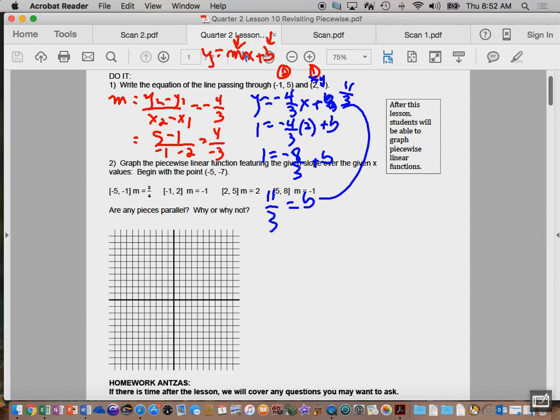AJ, why would you subtract 8/3? I actually added it. Oh, well, 1 is 3/3, so 3/3 plus 8/3 is 11/3. But why wouldn't you divide though? Oh, because it's not being multiplied by the b. There's addition in between, so I have to do the opposite.